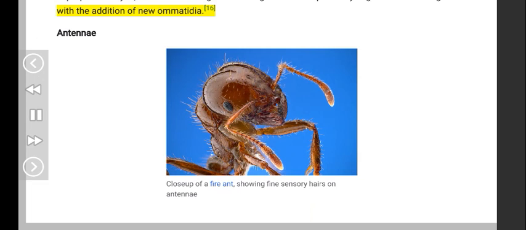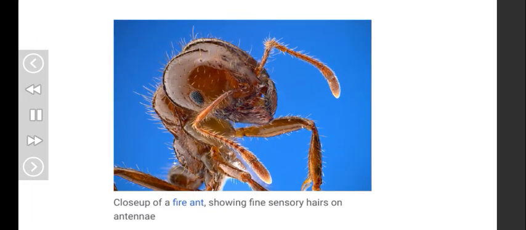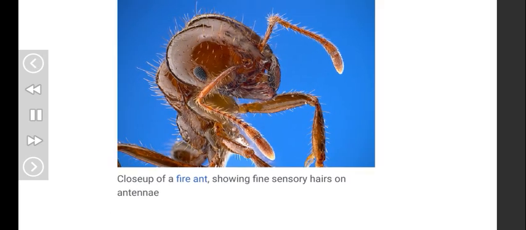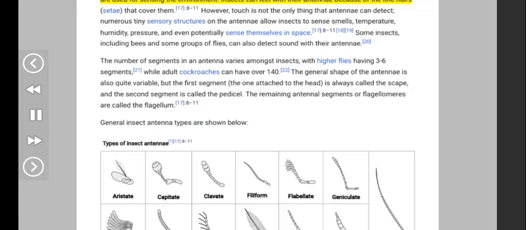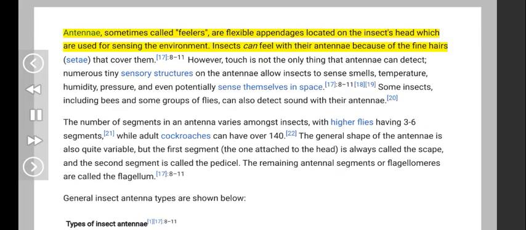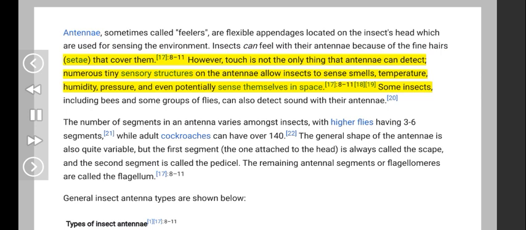Antennae. Close-up of a fire ant, showing fine sensory hairs on antennae. Antennae, sometimes called feelers, are flexible appendages located on the insect's head which are used for sensing the environment. Insects can feel with their antennae because of the fine hairs, setae, that cover them. However, touch is not the only thing that antennae can detect. Numerous tiny sensory structures on the antennae allow insects to sense smells, temperature, humidity, pressure, and even potentially sense themselves in space.